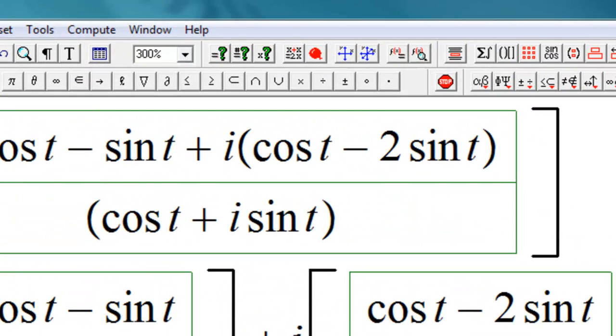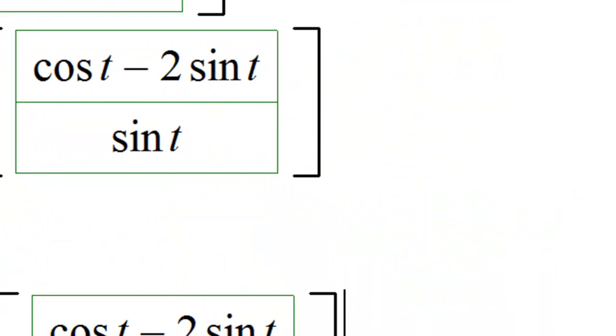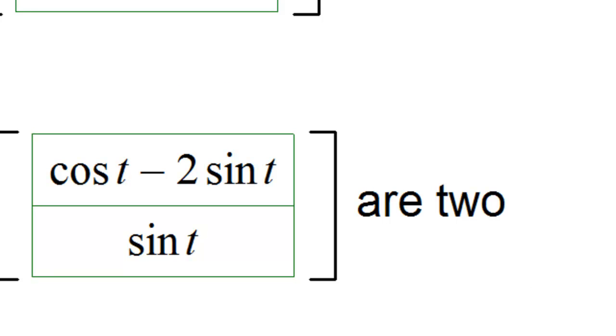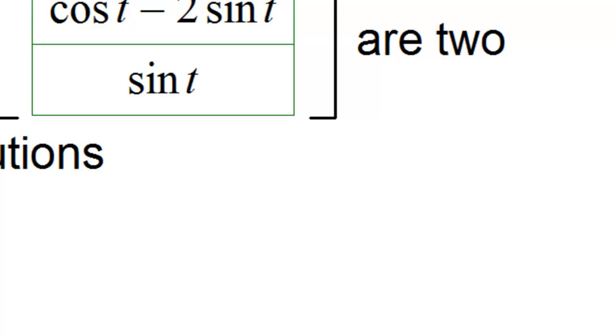So this and this, right, are two, excuse me, linearly independent solutions of your differential equation, right? Are we good? Okay, so now let me show you the one in which you will have a real part also.